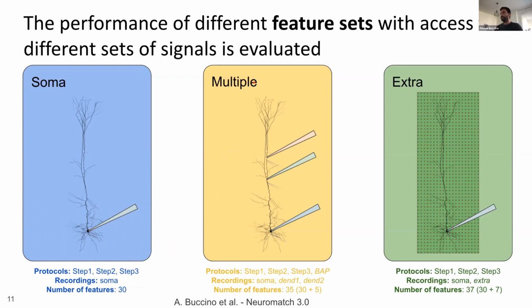Then we have this multiple feature set in which we have 3 different patch pipettes that can record simultaneously. In this case, we add a new protocol, which is a strong depolarizing pulse, which also allows to basically excite the dendrite in its active regime. And in this case, we have 35 features and 3 access points. And then we have this extra feature set in which, again, we combine the somatic recording with extracellular features. And we have 7 extracellular features, so we have 37 features in total.